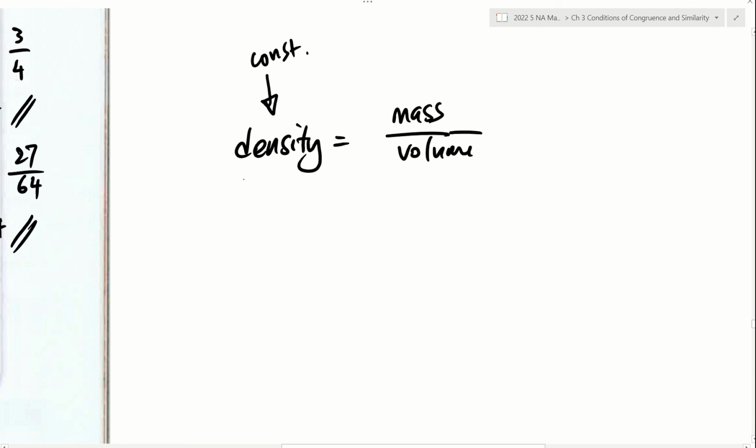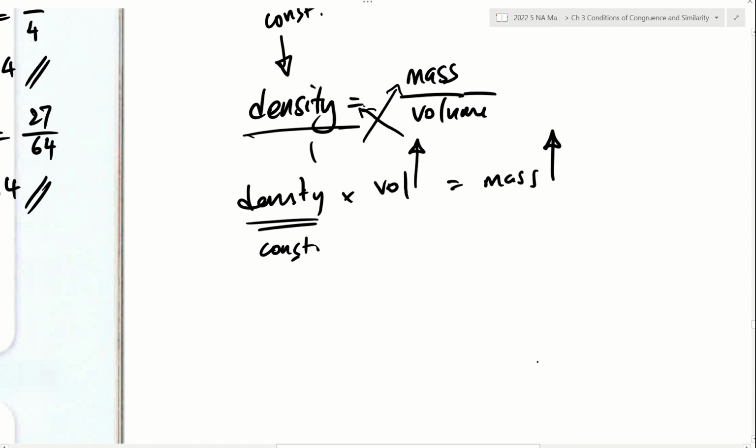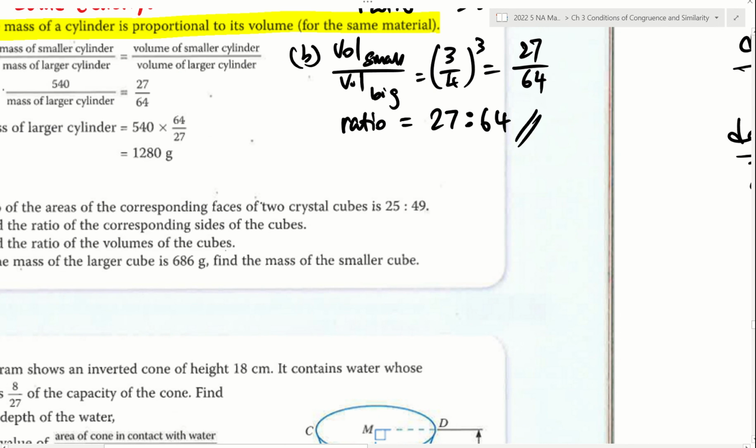So I've got to cross multiply: density times volume equals to mass. This is a constant. So my volume is directly proportional to mass. When mass goes up, volume has to go up. The other way around is true. When volume goes up, mass has to go up. When volume goes down, mass has to go down. Directly proportional. Okay? No cube, no square. Mass, volume, directly proportional.